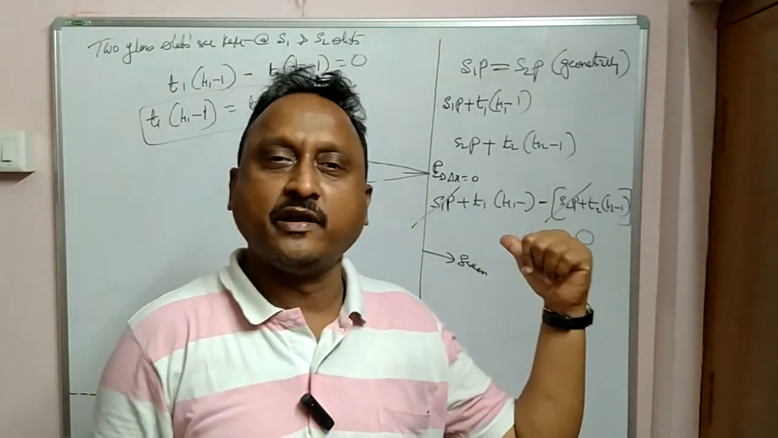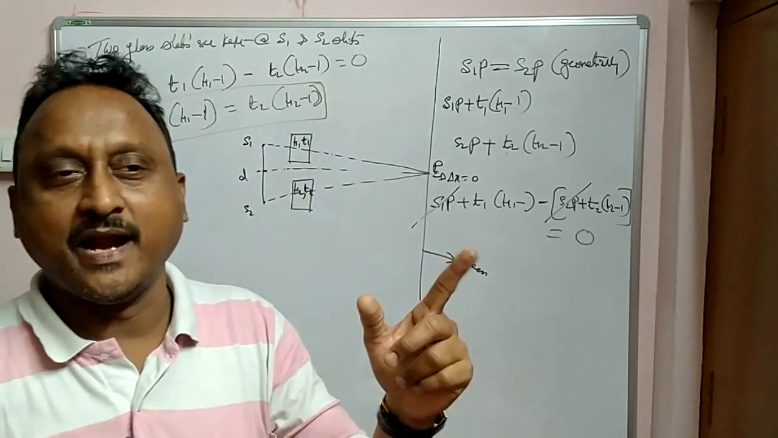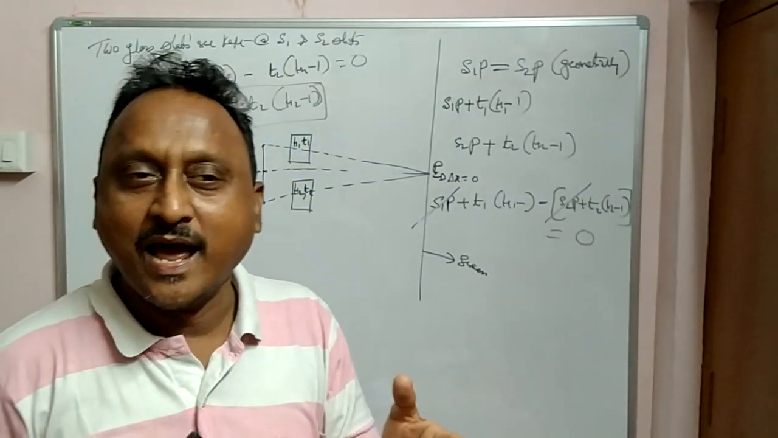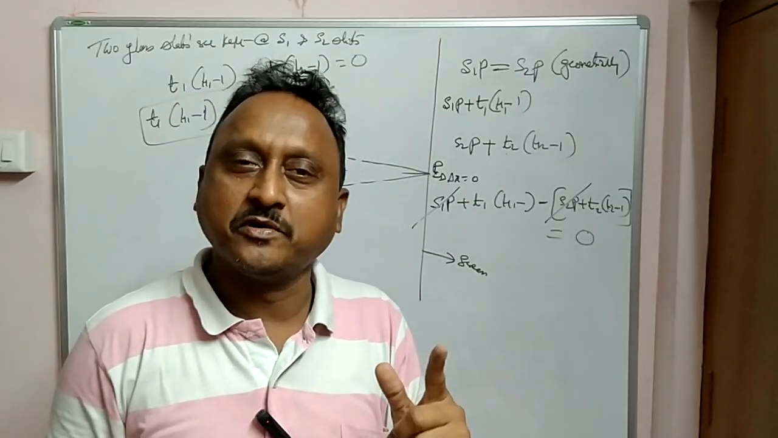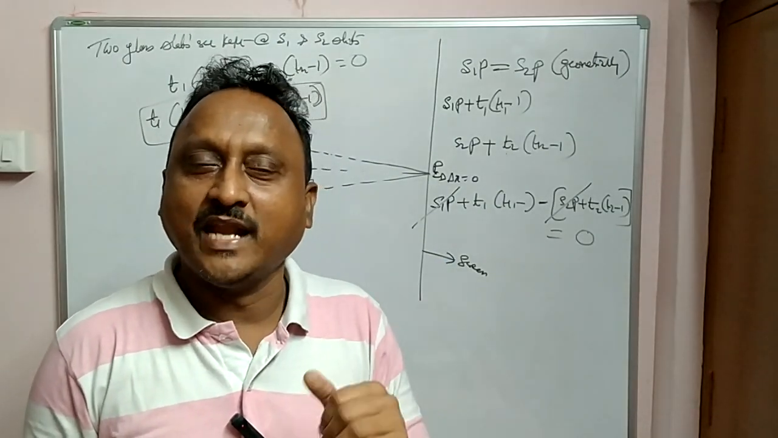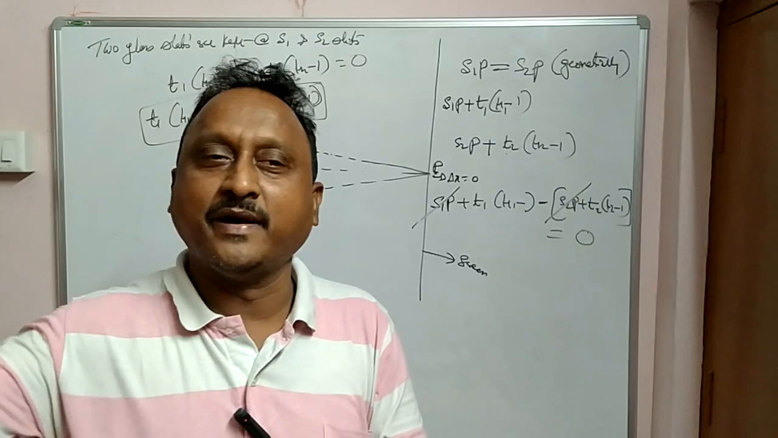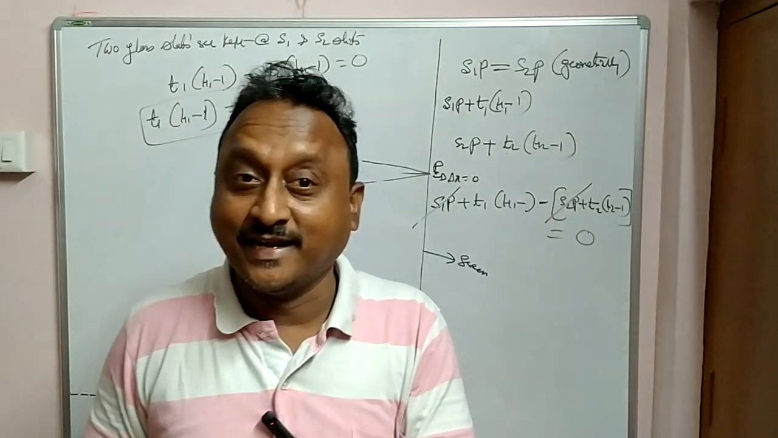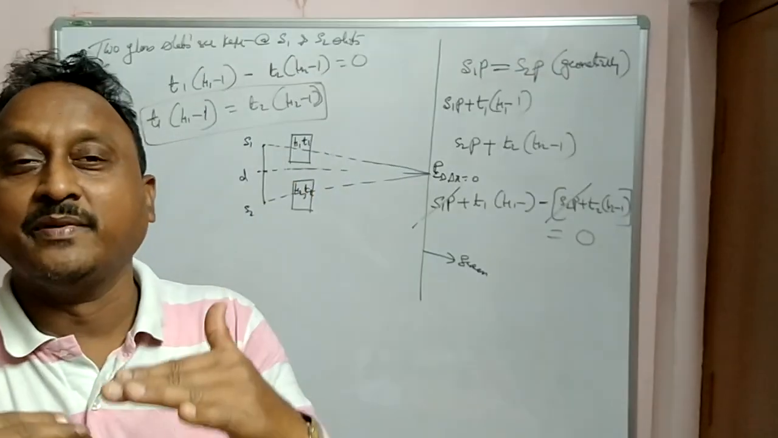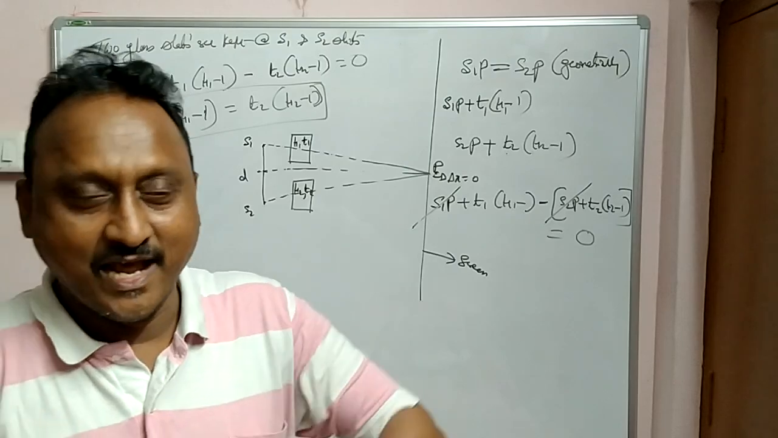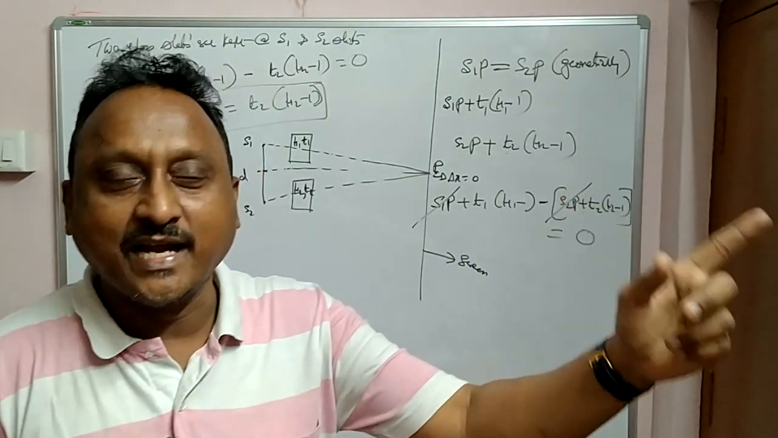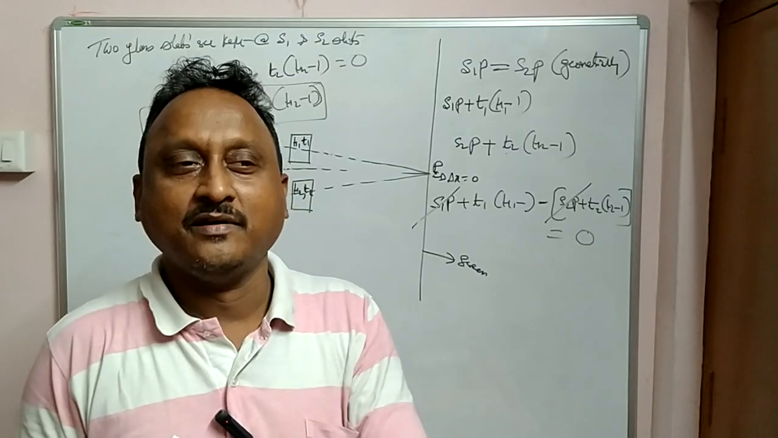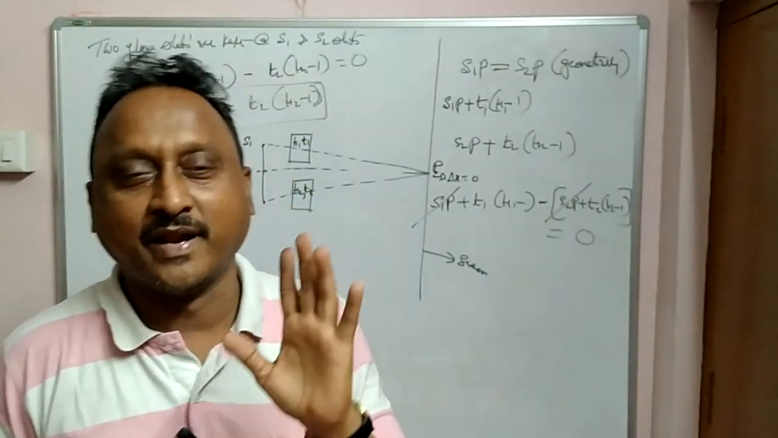See, in before cases we have seen bright bands as lambda, 2 lambda, 3 lambda, 4 lambda, n lambda. Dark bands we got as lambda by 2, 3 lambda by 2, 5 lambda by 2, 2n minus 1 into lambda by 2. But in diffraction pattern it may change. Where you got bright before, you may get dark now. Where you got dark before, you may get bright.